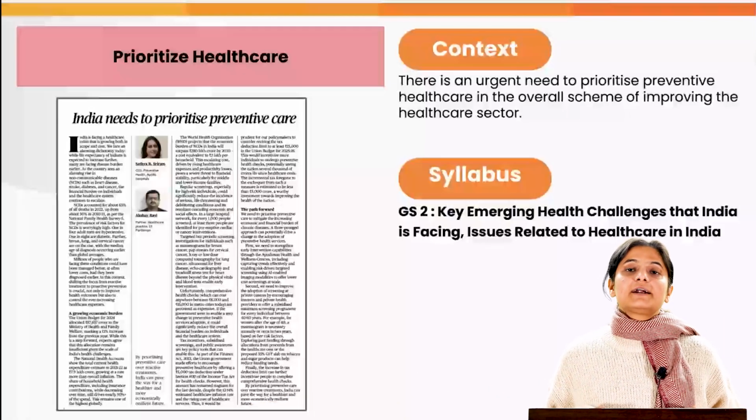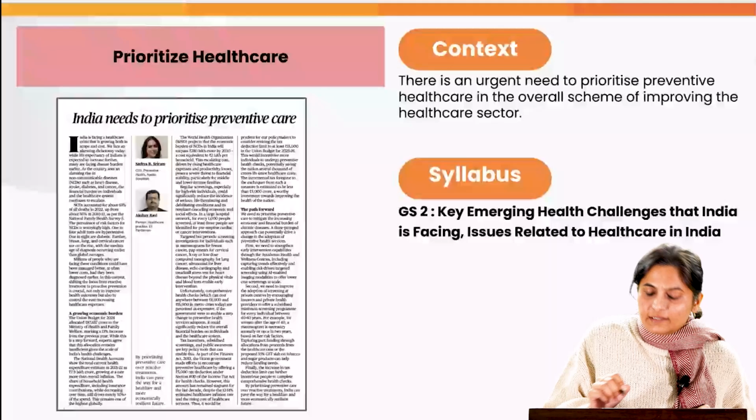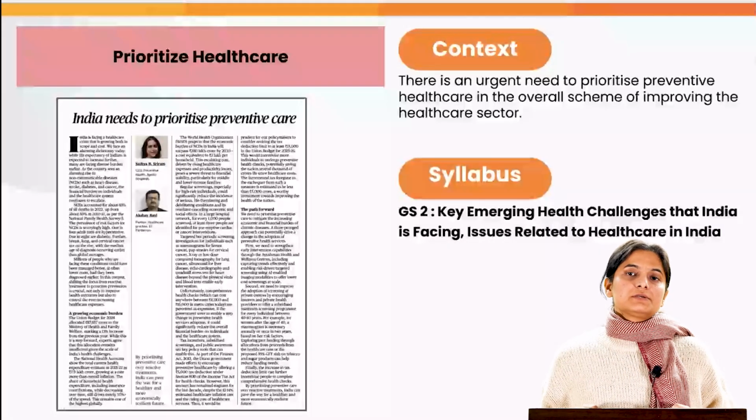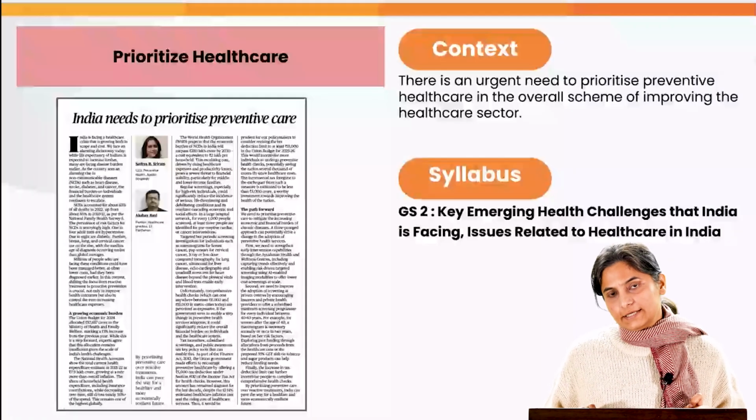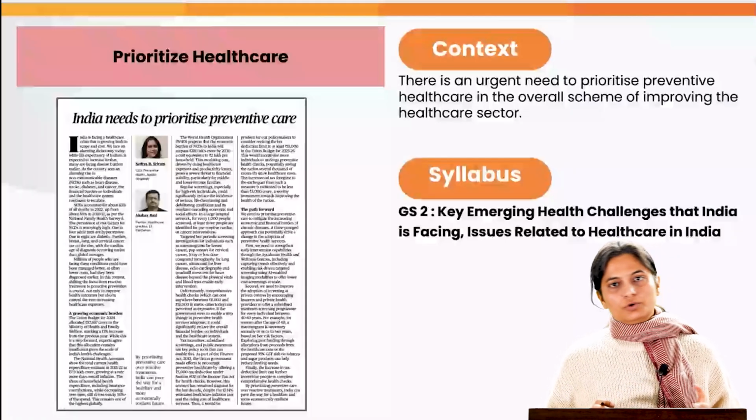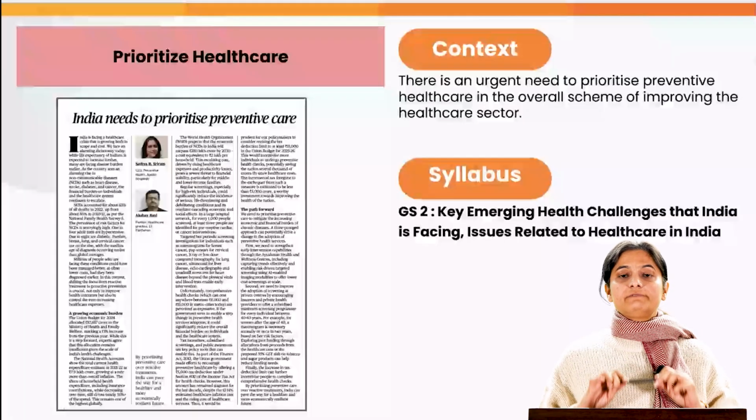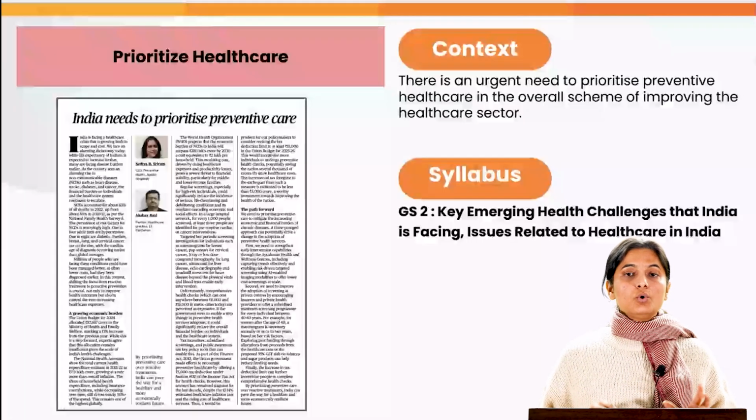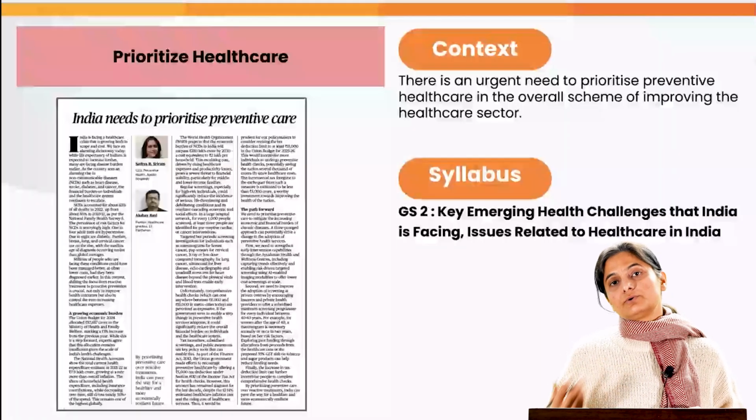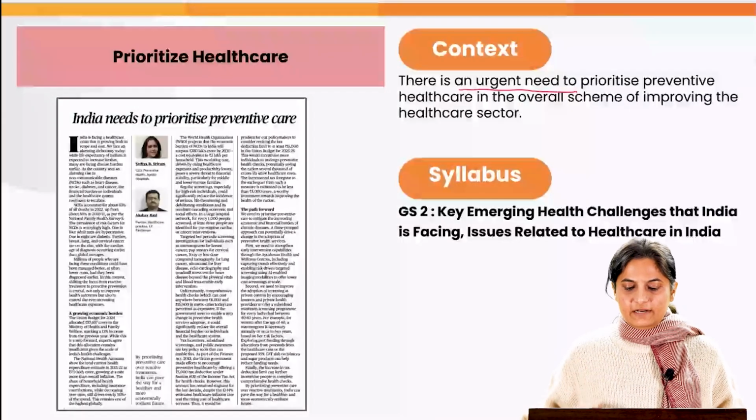Now moving to the next article of the day, which is about prioritizing healthcare. This article specifically mentions the direction and deviation, and probably the focus on preventive healthcare apart from curative. So curative healthcare is there and we are focusing on it, but there is a need to refocus on preventive healthcare as well, because what you can do at the preventive healthcare stage could reduce to an extent what you spend on curative healthcare.